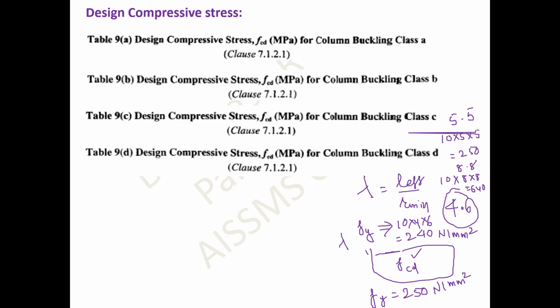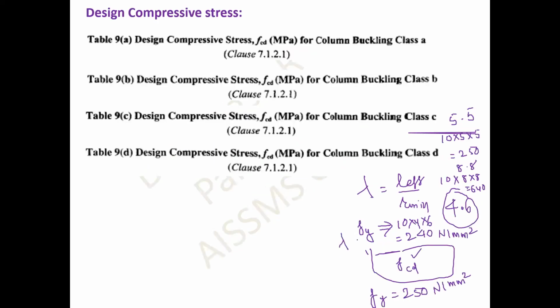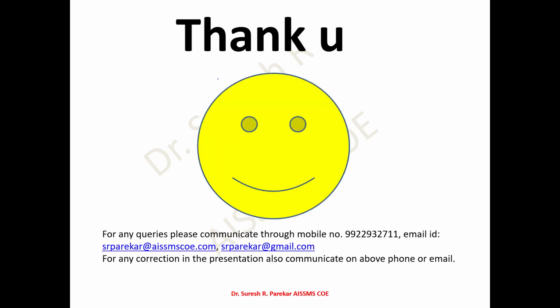And knowing the value of FCD, we can find the design compressive stress by using the formula which we have already seen, that is PD equal to AE into FCD. So this is for analysis. And in case of design, you have to go only for two steps. One, AG are required, axial compressive load, allowable compressive stress, and then you select the section. After selecting the section, you have to follow these steps. So this is at a glance for your compression member. Now we will stop here only. Thank you.